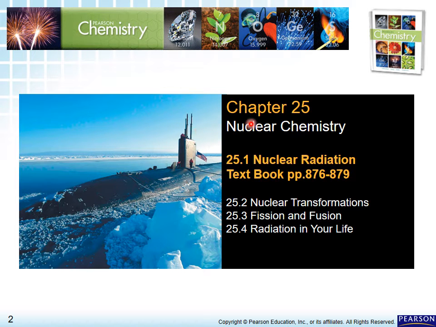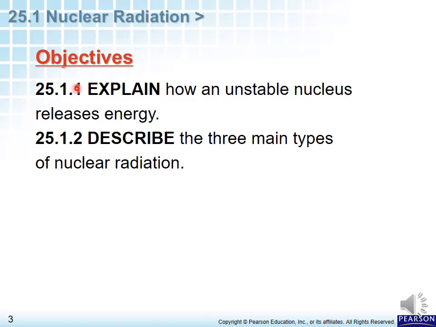This week we will study Chapter 25, Nuclear Chemistry, Lesson 1: Nuclear Radiation. For reference we need textbook pages 876 to 879, so please open your textbook. This week, our main objectives are to explain how an unstable nucleus releases energy and describe the three main types of nuclear radiation.